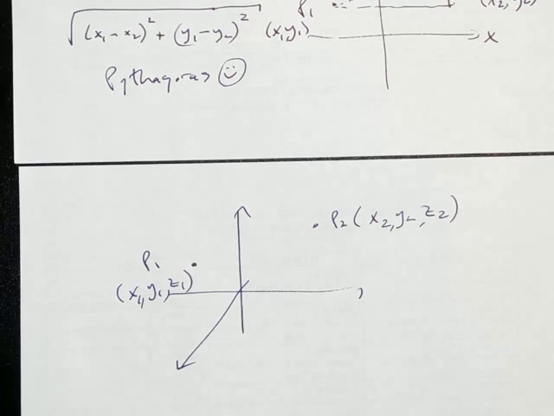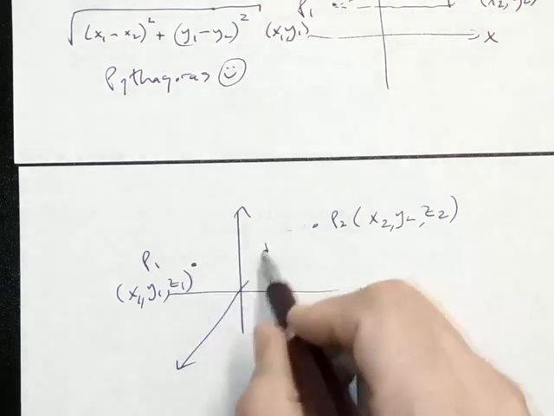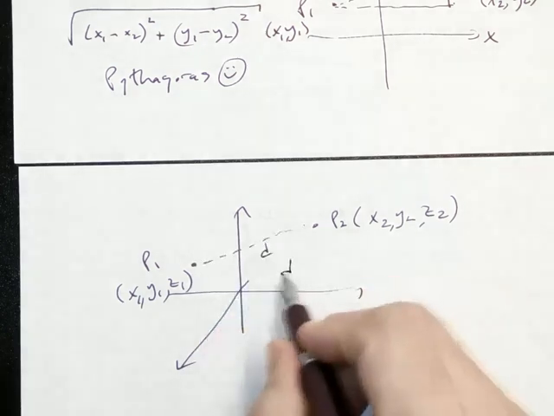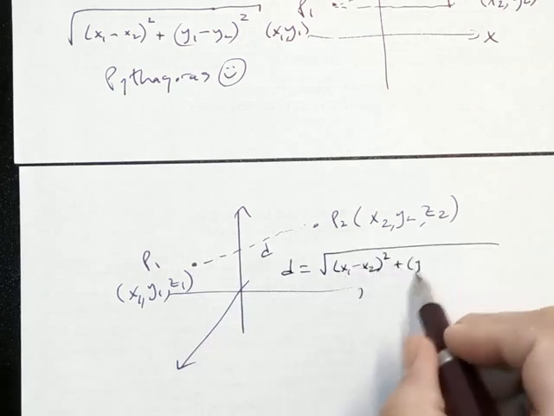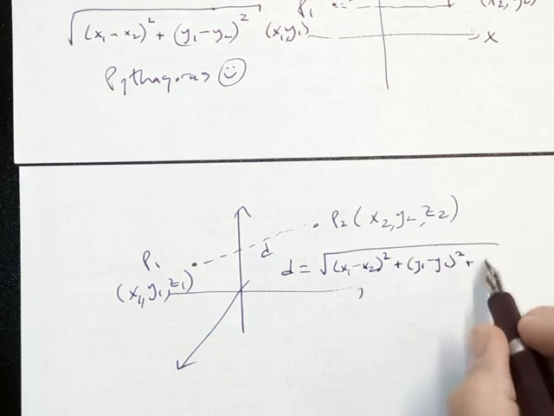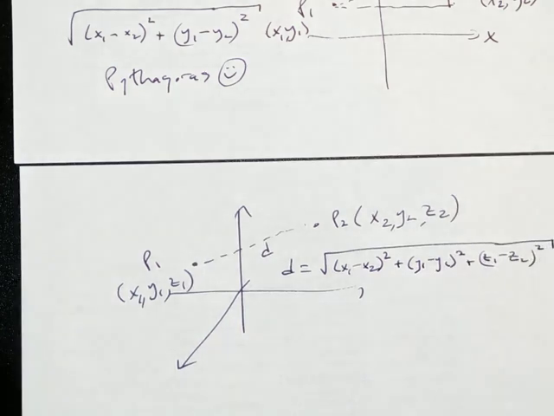It turns out to be explicitly generalizable. Pythagoras still works in 3D. It's a little hard to show with my crappy artwork, but the distance here is x1 minus x2 squared plus y1 minus y2 squared plus z1 minus z2 squared, all square rooted.